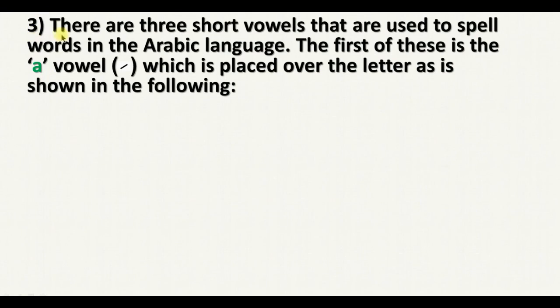For number 3, there are 3 short vowels that are used to spell words in the Arabic language. The first of these is the A vowel. You will notice a little tick here, which is placed over the letter as is shown in the following. Here you have the letter A with that little tick above. The little tick is the A vowel. Of course, to write these, you have to write the letter A first, then the A vowel above.